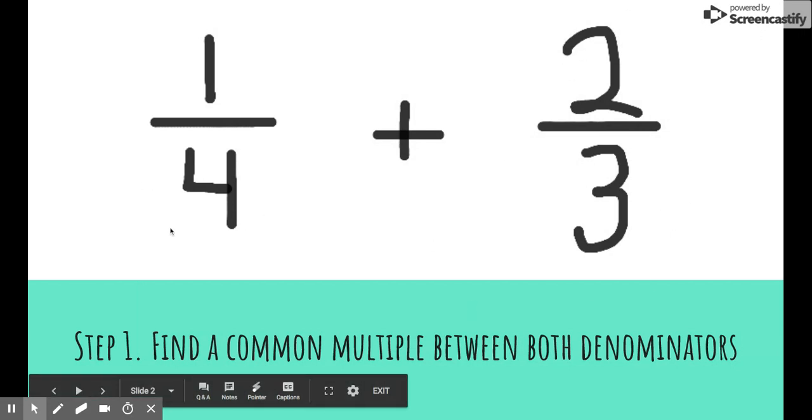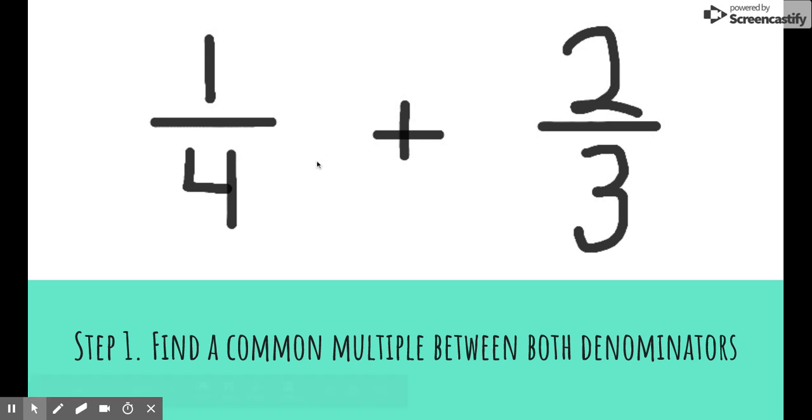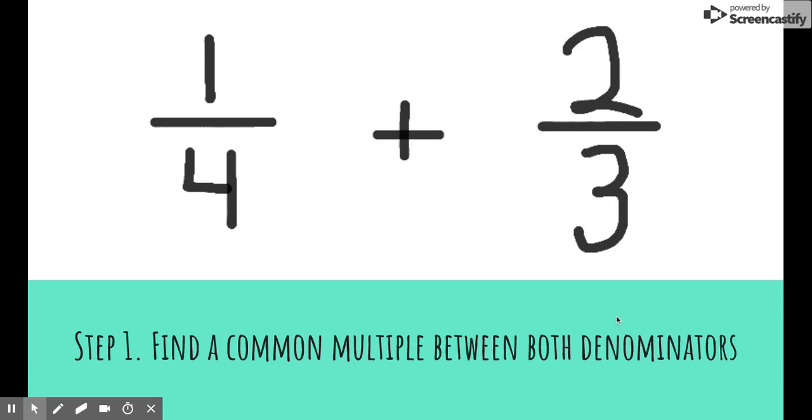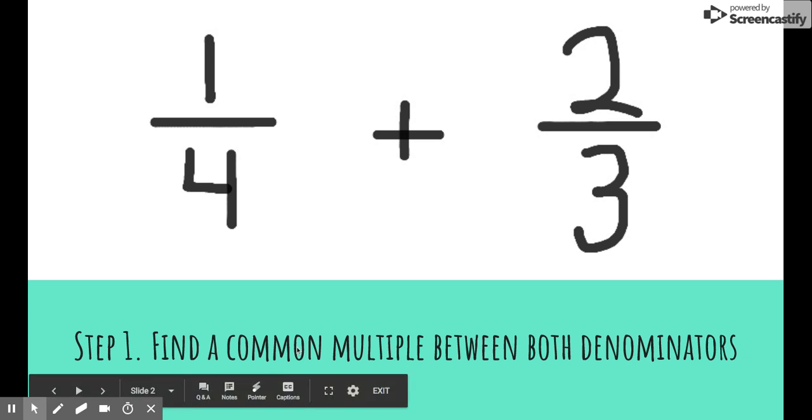If we remember, the denominator shows us how many parts are in the whole. And if we know that one has 4 parts in the whole and the other has 3 parts, then the parts aren't going to be the same size. In order to add fractions, we need to make sure that the parts are the same size. So we need to find a common multiple between both denominators in order to get them to have similar and common denominators. So a multiple is any number that the number we're working with goes into.